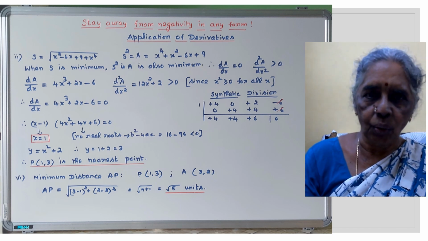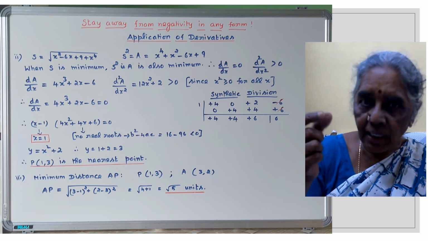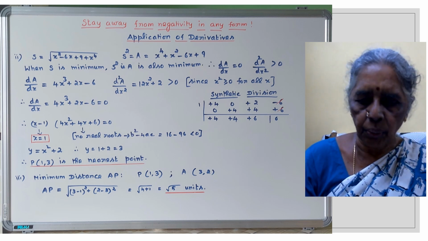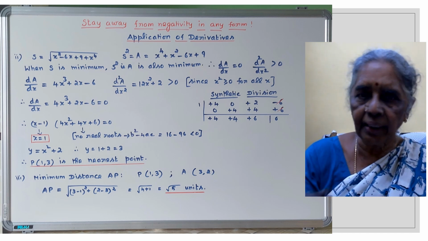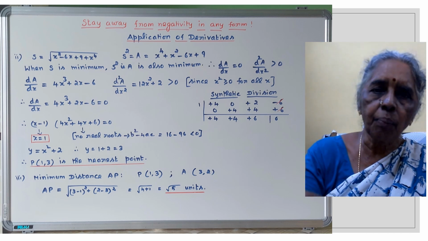Definitely this will be greater than 0, because x squared, being a square, is greater than or equal to 0. You have a plus 2, so this will be definitely greater than 0. So the second condition is over. Now let us come to the first condition.